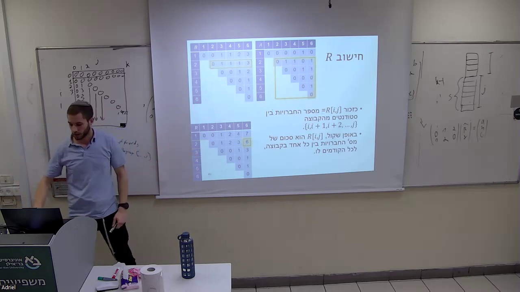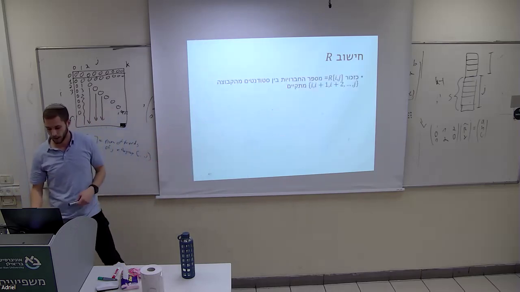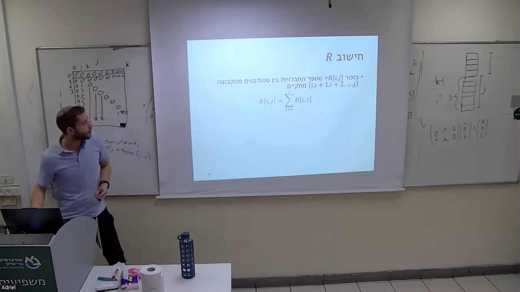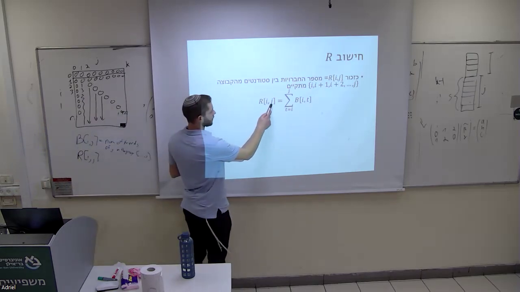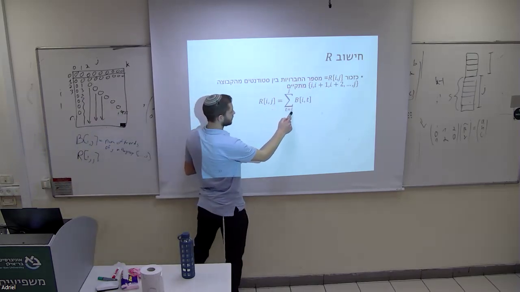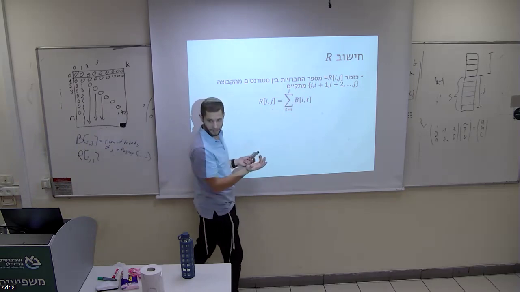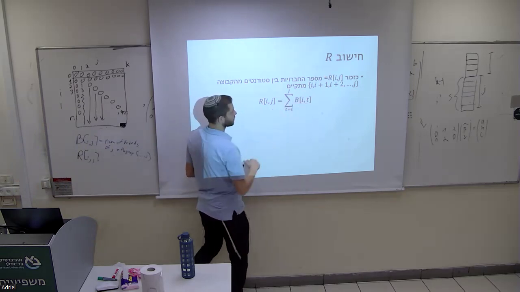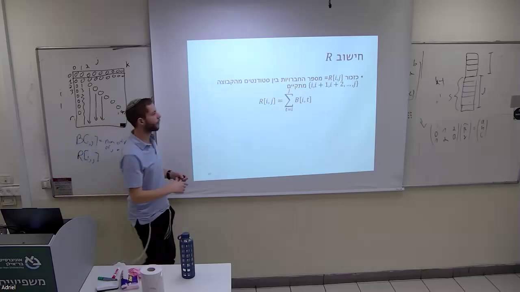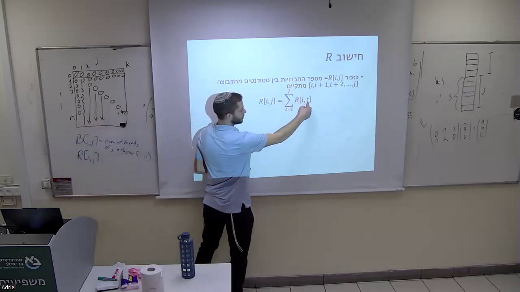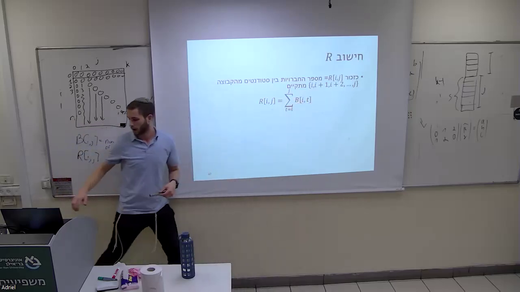So now, how are we going to calculate this smartly? Instead of O of n to the third power, we're going to do it O of n to the second power. So by definition, it's just R of Ij is the sum of all the t's from I to j. It's the same exact trick, right? I and t, but instead of before it was t and j, now it's I and t.